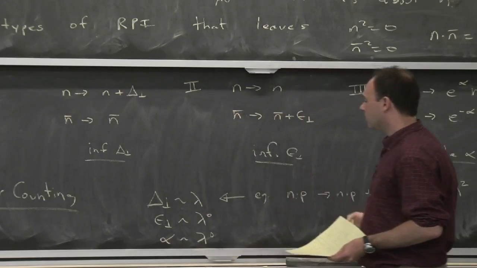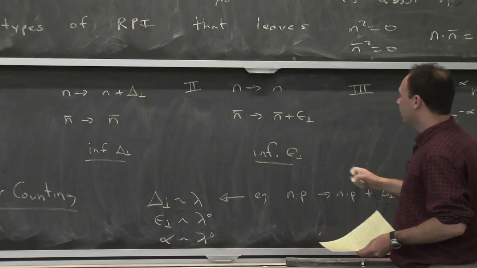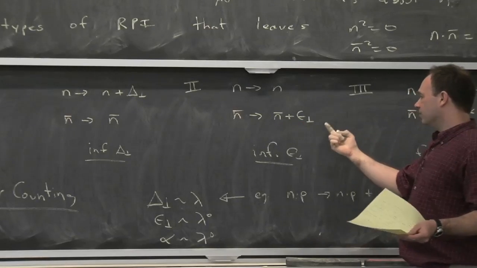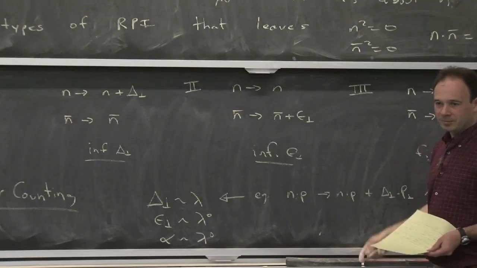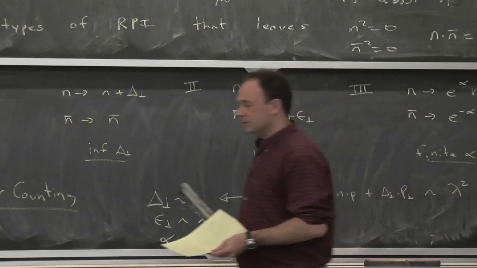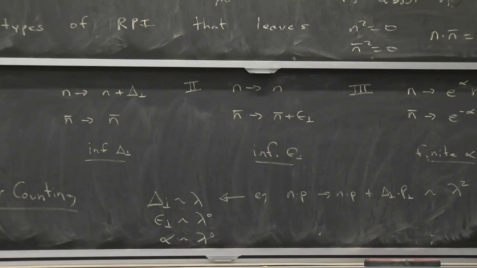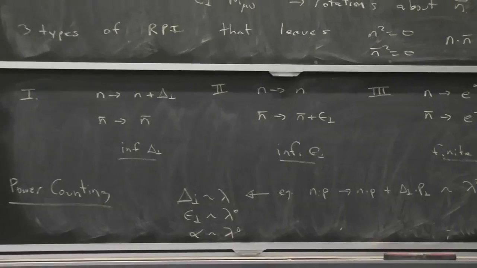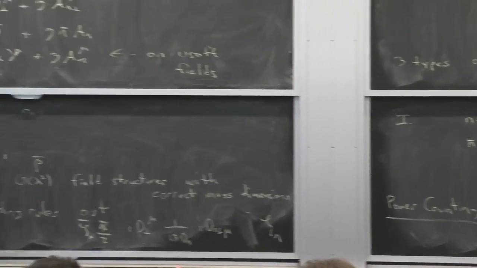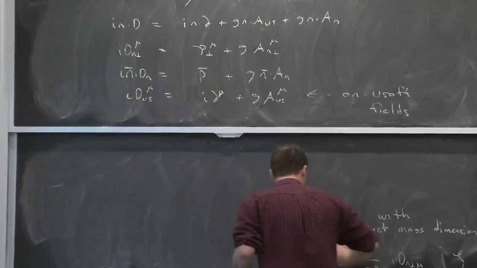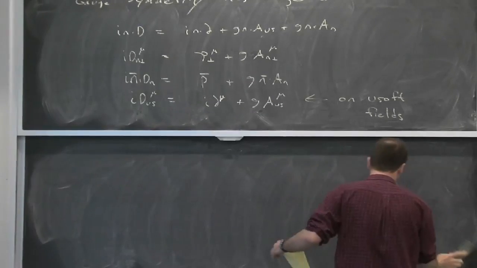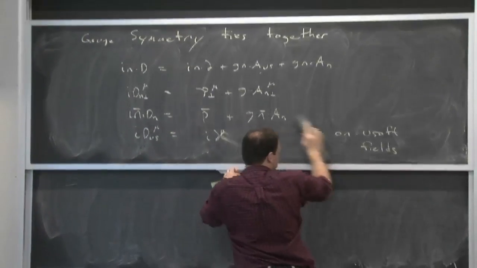If you go through the same logic for the other guys, well, the n bar component was order lambda 0, so you can make the epsilon perp of order lambda 0. It doesn't cost you anything because there's no constraint. You're not making something that would mess up the power counting.